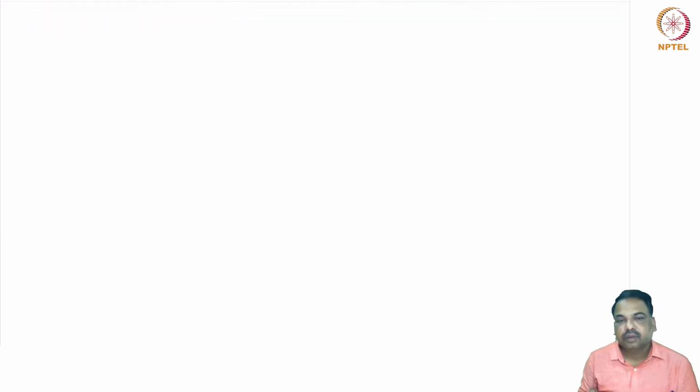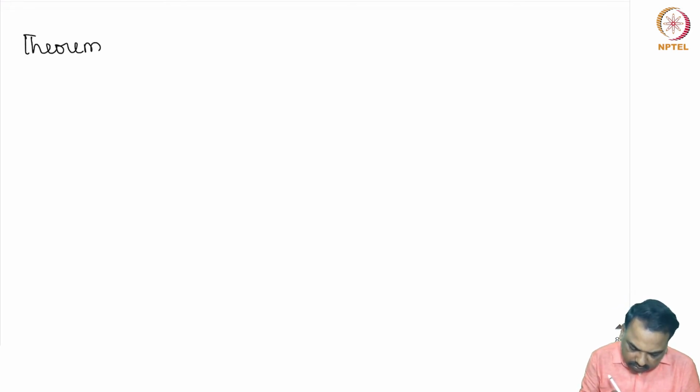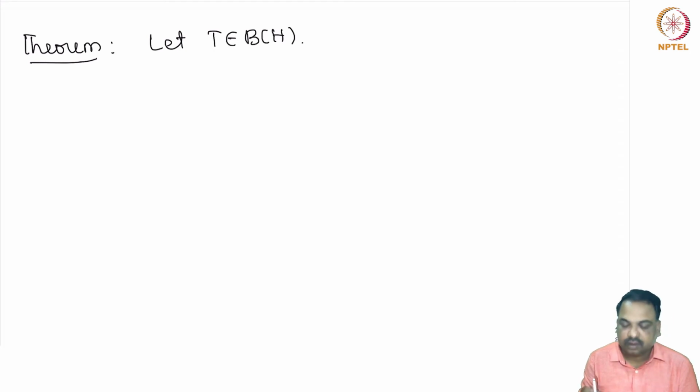Now let us discuss properties of the approximate point spectrum. We have the following result. Theorem. Let T be a bounded linear operator defined on H. Then the following are equivalent.